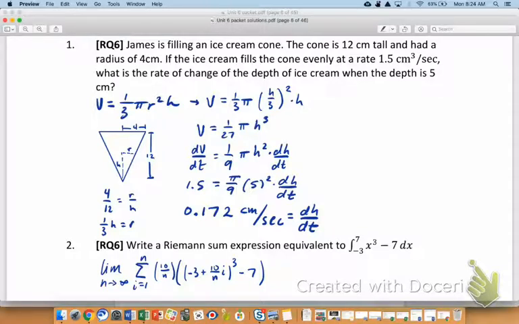All right, so if you are ready, there's number 1 and kind of number 2. I'll scroll a little bit so you can see number 2 better. Yeah, so there's number 1. I think, as long as I push the buttons on the calculator, the ultimate answer there is 0.172 centimeters per second for the rate of change of height, or rate of change of depth.